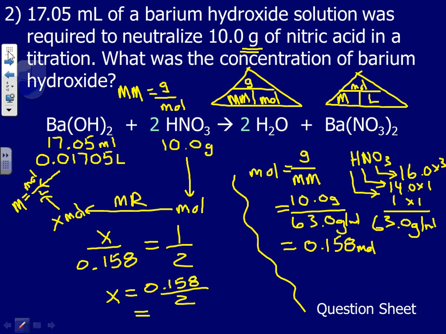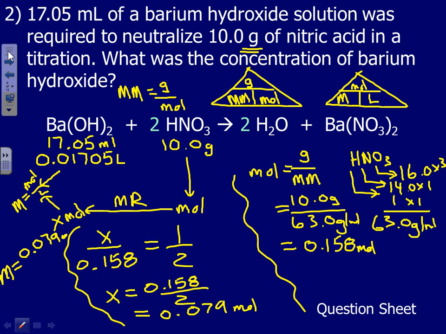And what do we have? 0.079 moles. I now know the moles, and I know the liters. And I can get the concentration. I'll put a squiggly line in there again. Molarity is equal to the moles, 0.079 moles divided by 0.01705 liters, and I apologize to those watching the video that this is a mess.